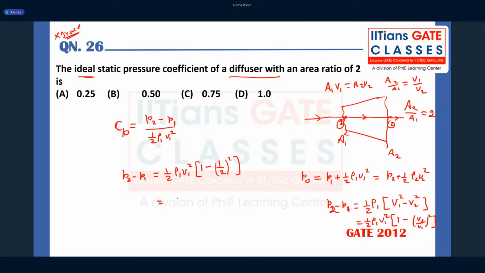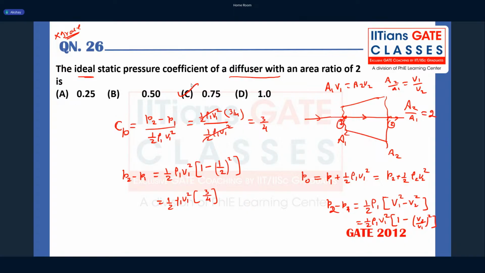So that means half rho 1 V1 square times 3 over 4. Now you substitute this P2 minus P1 back over here. So what happens? That is half rho 1 V1 square times 3 over 4 divided by half rho 1 V1 square. This and this get cancelled, so I am left with 3 over 4. So 3 over 4 is what? 75%, 0.75. So option C, right?